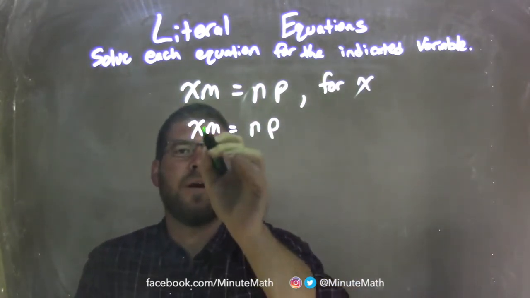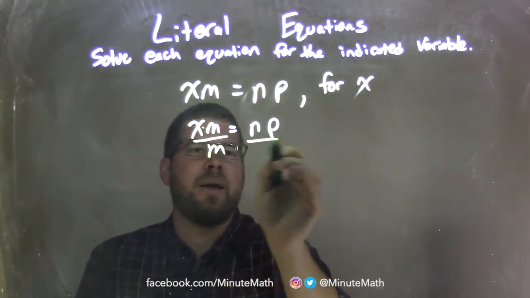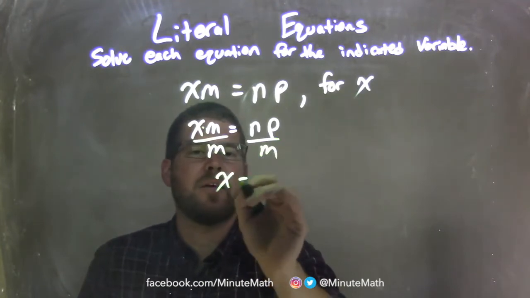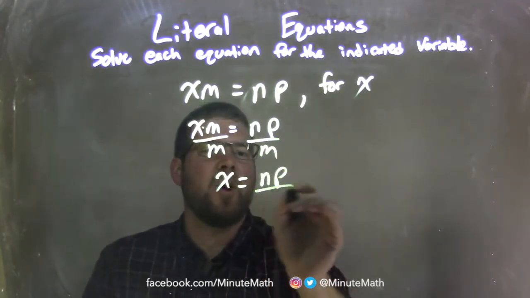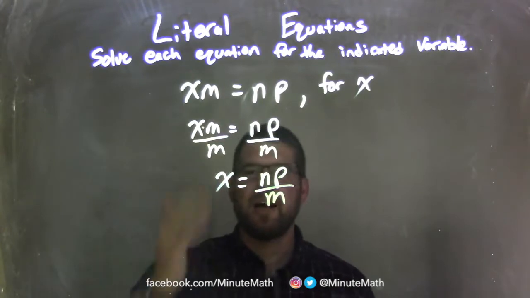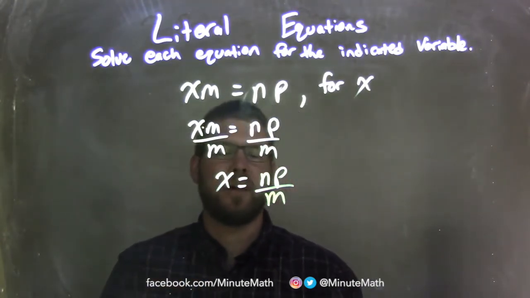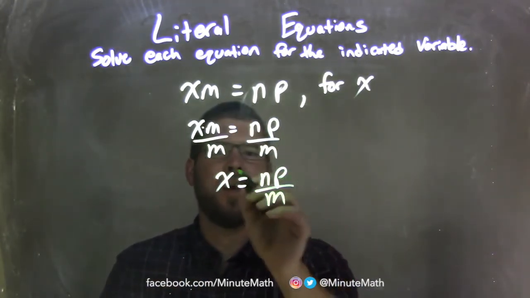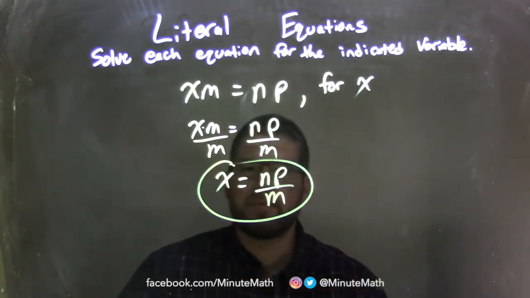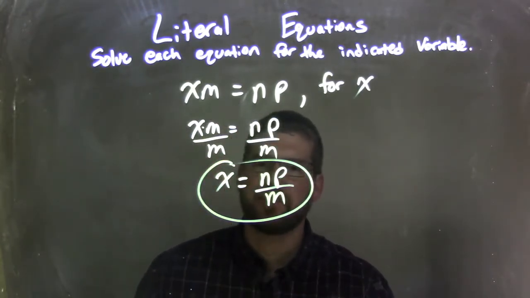Well, there's multiplication going on there, so I'm going to divide both sides by M. That leaves me with an X here by itself equals N P over M. And we're actually done. X is already isolated, right? Isolated by itself equals N P all divided by M. And there we go. Okay, there's no like terms, nothing to combine.